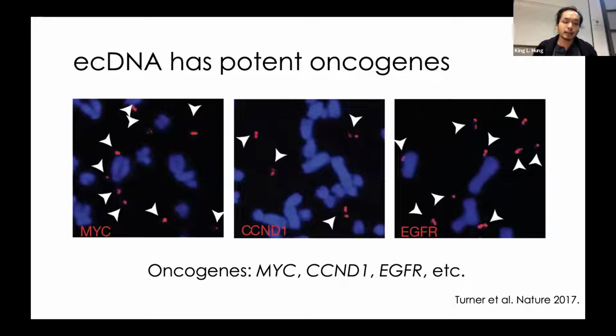Over the next decades, people have used more advanced imaging techniques to look at these molecules, and using DNA FISH, for example, fluorescence in situ hybridization, people were able to find many oncogene sequences that are on these ecDNA molecules. These are a few examples showing labeling of chromosomes in blue, and you can see these red fluorescent signals for different oncogene sequences outside chromosomes. So the MYC oncogene, which is a transcription factor, cyclin D1, which is a cell cycle regulator, and EGFR, which is a growth factor receptor.